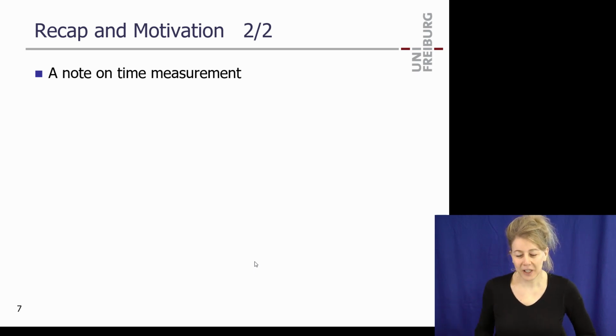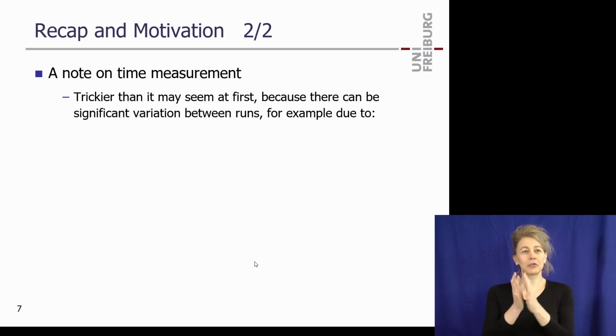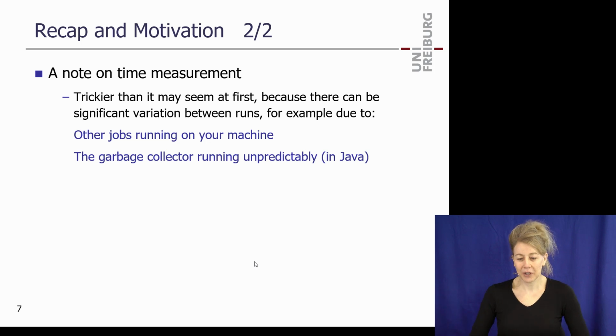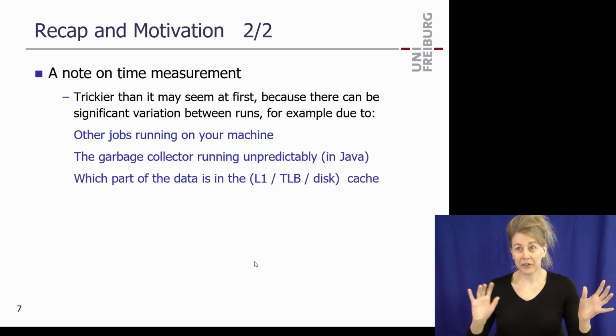I just wanted to say something, because you will do this a lot in your future career, but also in the course of this lecture. Time measurement is actually not so easy because there is variation. You run it again, then it takes twice as long. What's happening? There are other jobs running on your machine. You have stuff like the garbage collector in Python. Also in Java, it runs or doesn't run, it changes your runtime. Which part of the data is in which cache?